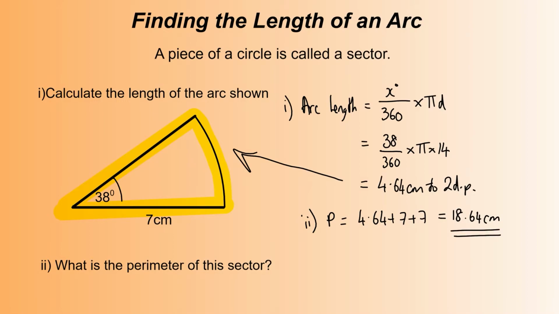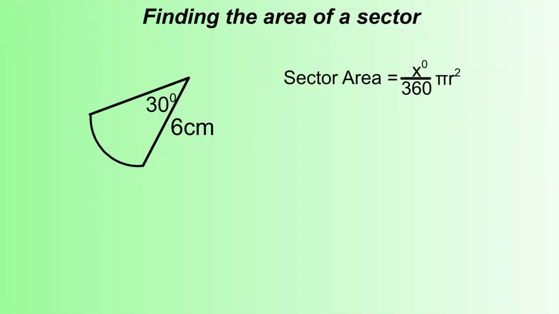Okay, so that's how you find the length of an arc. Finding the area of a sector is very, very similar. So let's have a look at an example. You can see the formula looks really similar to what we had for arc length, but instead of having pi d, we've got pi r squared. So we've got a different sector of a circle here, and our formula is angle over 360, so 30 in this case over 360, that's the fraction of the circle that we have, times pi times the radius squared.